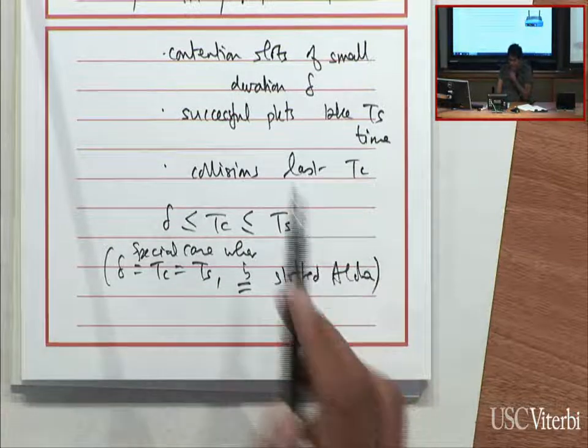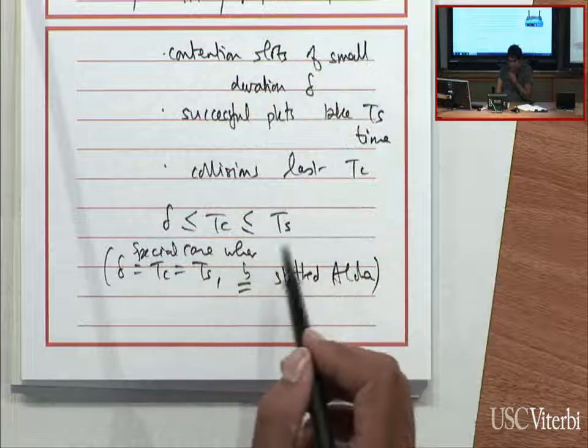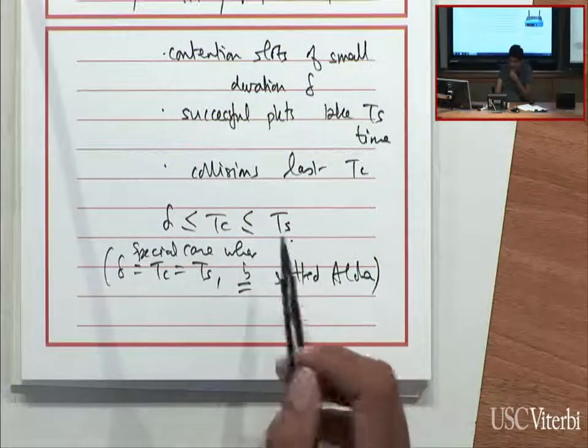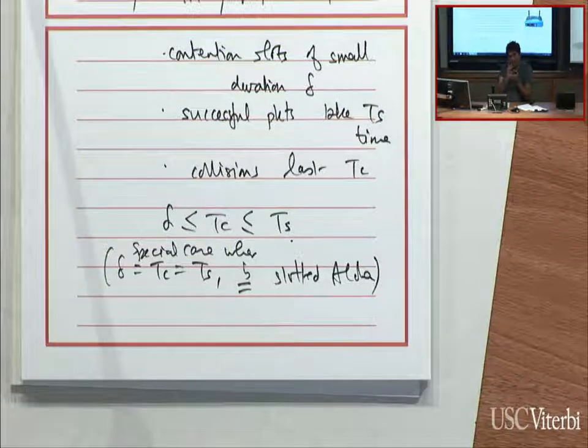But the difference in PCSMA for a general range of values for TS and TC and delta is that now your contention is very small. If somebody wins the contention and is successfully transmitting, they can occupy the channel for a longer period of time. While they're occupying the channel, there's no more contention. And the reason there's no more contention while they're occupying the channel is that every sender will first check the channel before it transmits. Okay?